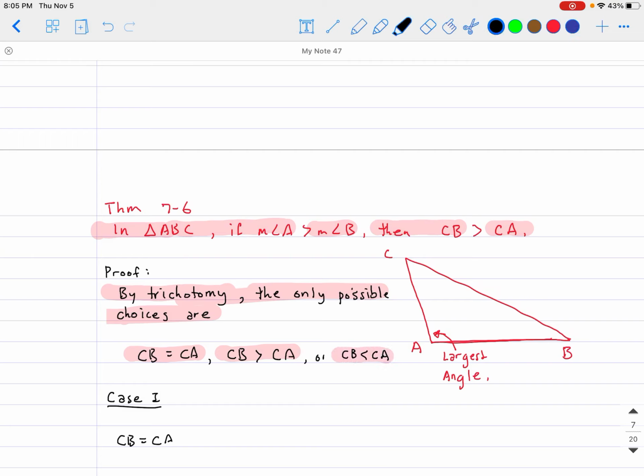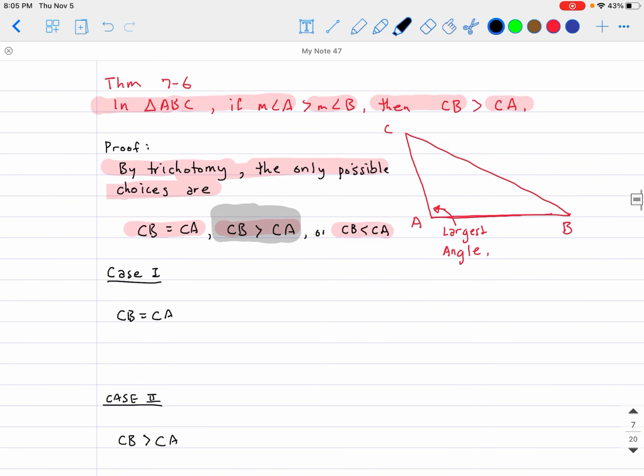So most likely what's going to happen is we're going to have to show by kind of pigeonholing that the middle one is the only one that is actually going to work. Well, let's go through each case just to see how that actually works out then, okay? So let's look at case one. CB is equal to CA.